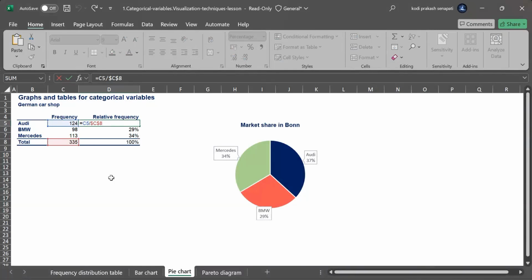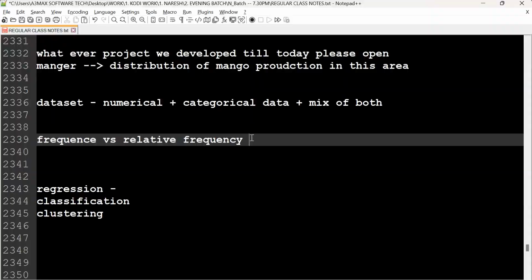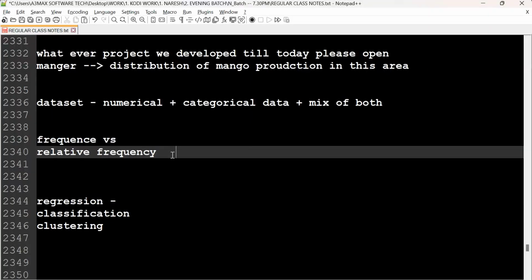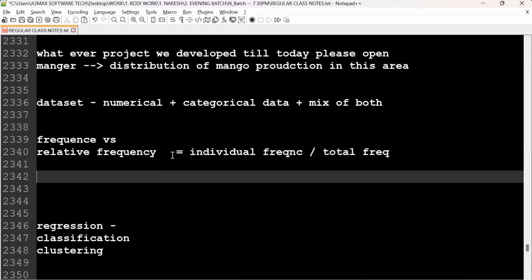Or I'll teach you in one class. I'll teach you Excel, and why, I'll tell you later. I'll teach you how to do the formatting. That's very important. Just skip for now. 98 by 335. So individual frequency by total frequency is called relative frequency. Understand, guys? What is the relative frequency formula? It equals individual frequency versus the total frequency, and that is called relative frequency.